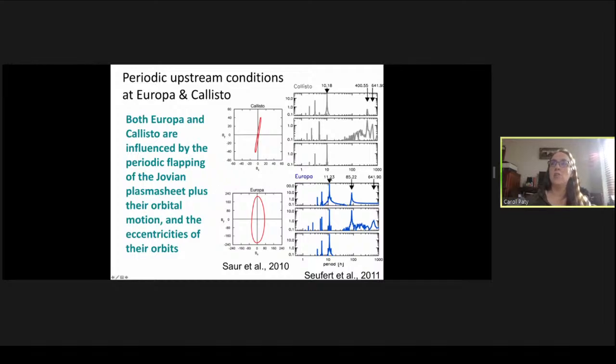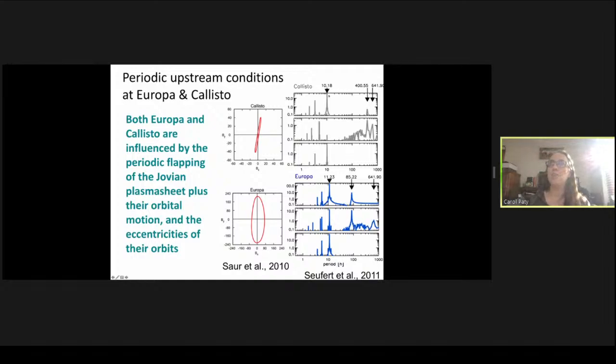Here at Europa, we're looking at the period of the magnetic waves that are observed. We've got this 11.23 hour wave. That's from the oscillation of Jupiter's field due to the motion of Europa and the rotation of Jupiter's field. We've got this 85-hour periodic wave. That's from the orbital motion of Europa and the fact that it's in an eccentric orbit. And then you can see we have some other harmonics mixed in as well.